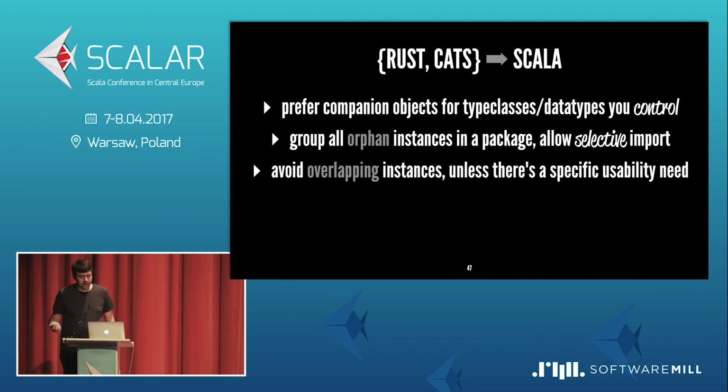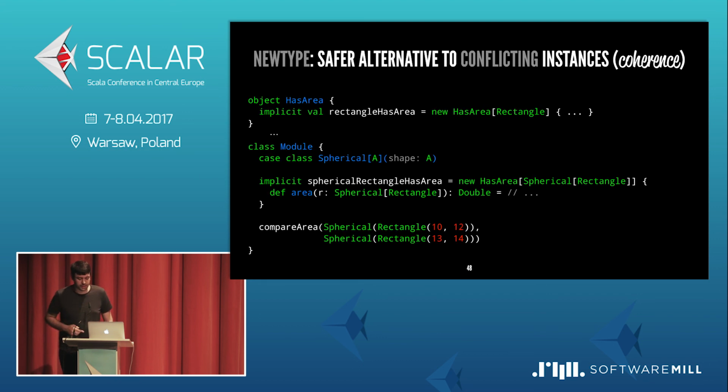So from Simulacrum and cats, prefer companion objects for type classes and data types that you control. But if you can't, because you don't control either the type class or the data type, then group all orphan instances in a package, allowing selective import. And whenever possible, avoid overlapping instances, unless there's a specific usability need.